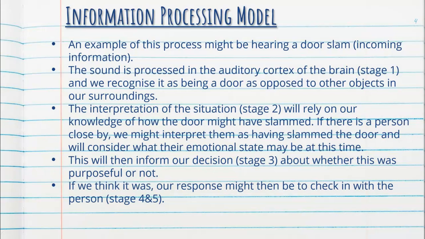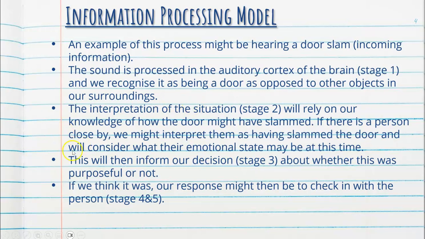An example of this might be hearing a door slam. This is your incoming information. The sound is processed in the auditory cortex of the brain, which is stage 1, and we recognize it as being a door as opposed to other objects in our surroundings. This interpretation of the door slamming will rely on our knowledge of how a door might have slammed based on previous experience of hearing this.